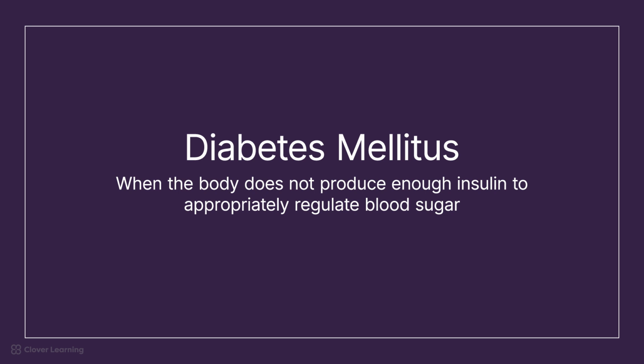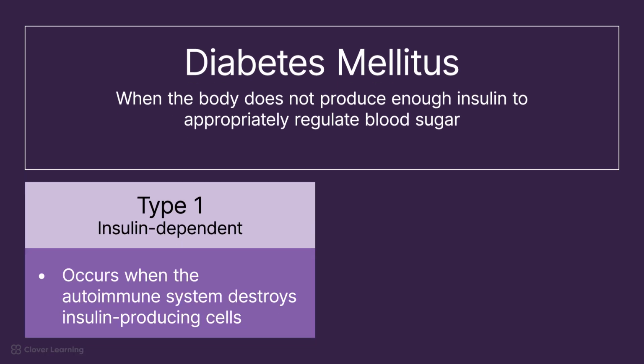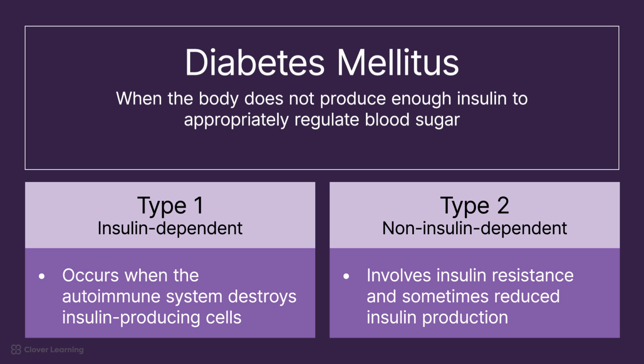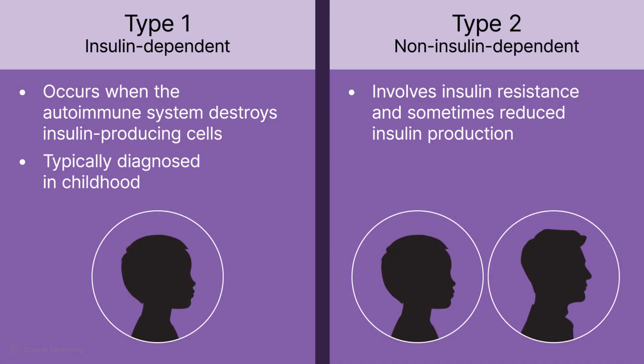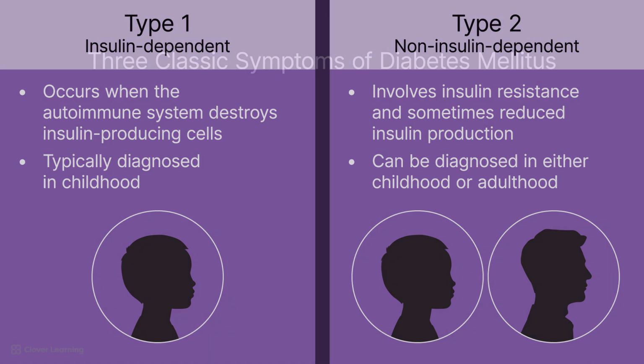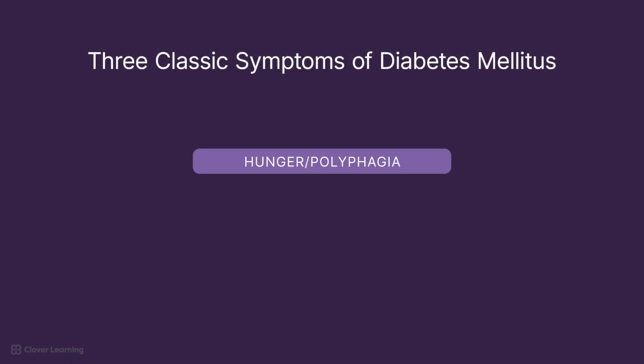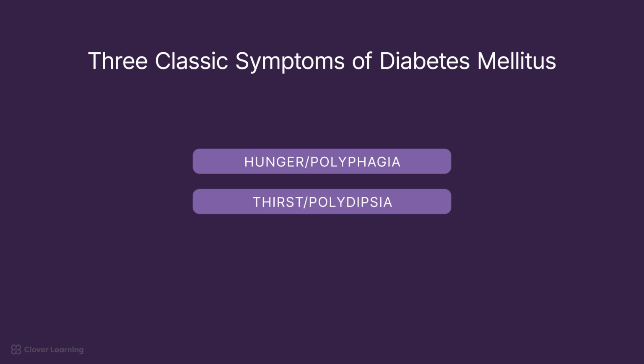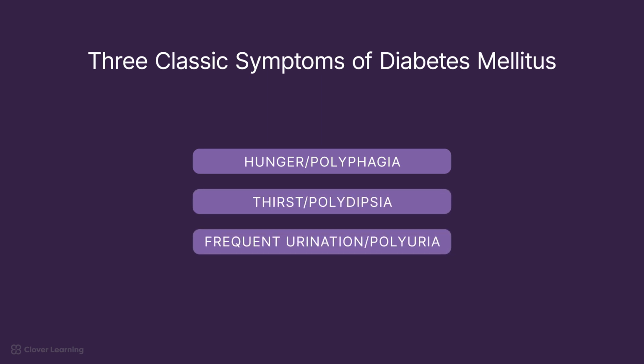A patient is diagnosed with diabetes mellitus when the body does not produce enough insulin to appropriately regulate blood sugar. Diabetes mellitus is classified as either type 1, insulin-dependent diabetes mellitus, which occurs when the autoimmune system destroys insulin-producing cells, or type 2, non-insulin-dependent diabetes mellitus, which involves insulin resistance and sometimes reduced insulin production. Type 1 diabetes is typically diagnosed in childhood, and type 2 diabetes can be diagnosed either in childhood or in adulthood. Three classic symptoms of diabetes mellitus are hunger or polyphagia, thirst or polydipsia, and frequent urination or polyuria.